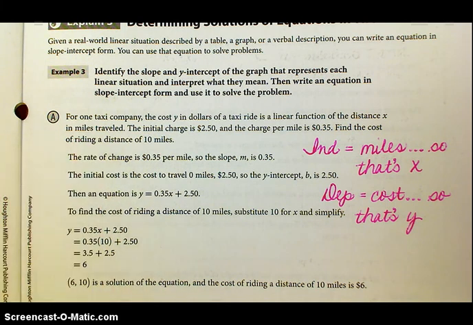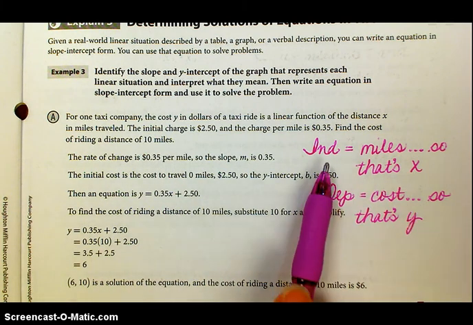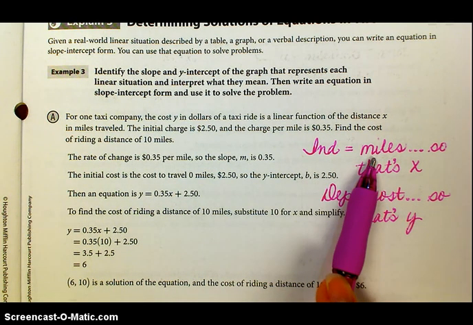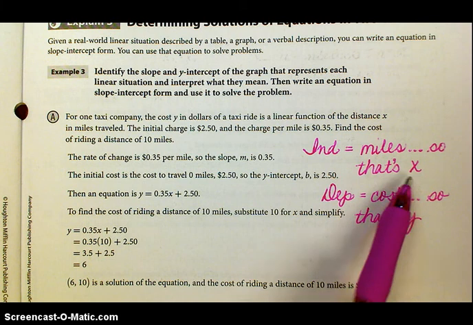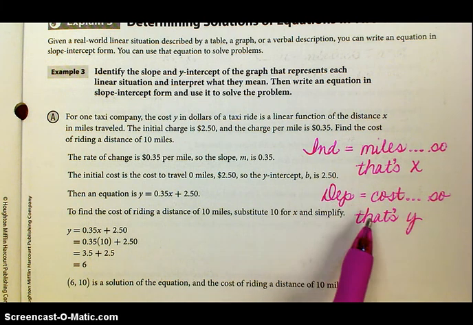For one taxi company, the cost y in dollars of a taxi ride is a linear function of the distance x in miles traveled. The initial charge is $2.50 and the charge per mile is 35 cents. Find the cost of riding a distance of 10 miles. Okay, so first of all, they kind of already told you this, but your independent variable is the number of miles that you go. So that's going to be your x. Your dependent variable is the cost. So that's going to be your y.